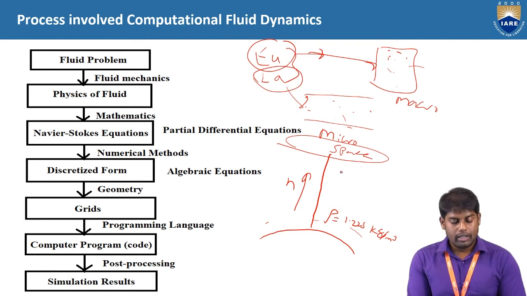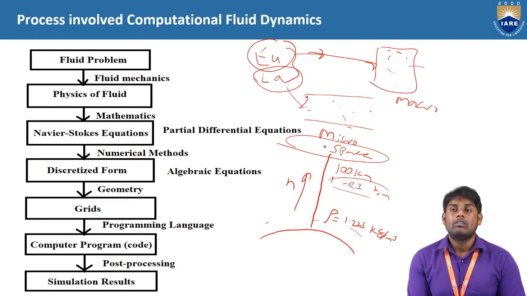Let's say at 100 kilometers above the earth's surface, the density would be approximately 1 into e power minus 3, or might be 4, kg per meter cube. Or it would be any other value, it's an approximate value. It will be very less. So if the density is less, what is the meaning?